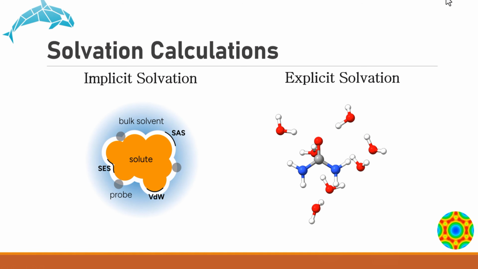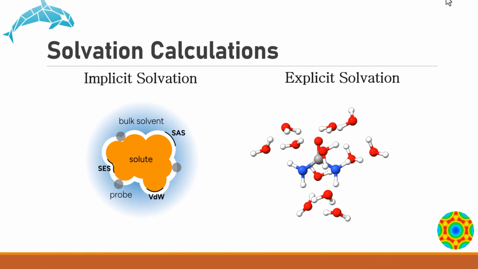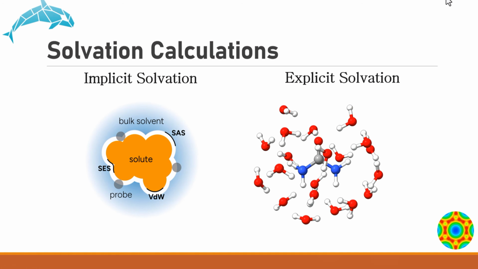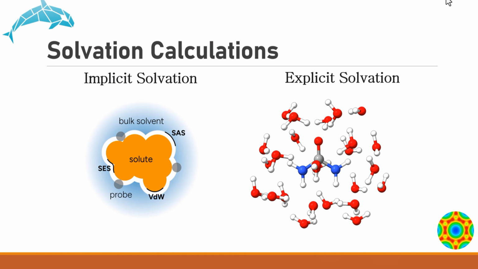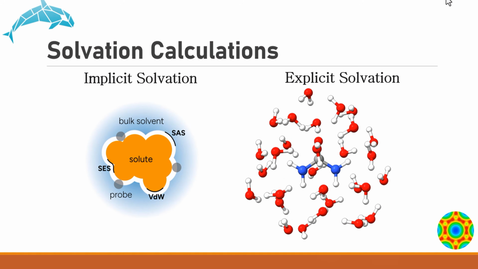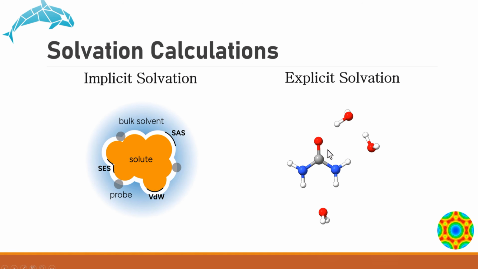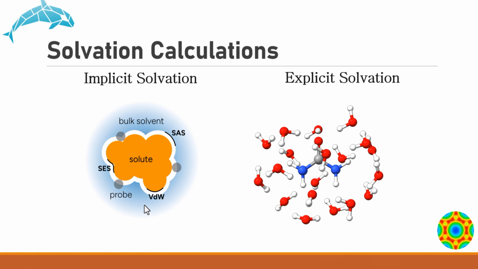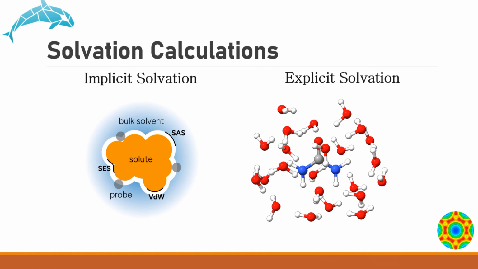Solvation calculation is also possible. We can do two types of calculation. First one is implicit solvation and another one is explicit solvation. For explicit, we need to use real water molecules, but in implicit there are no real water molecules. I will also tell you how to do this kind of solvation calculation using the ORCA software.